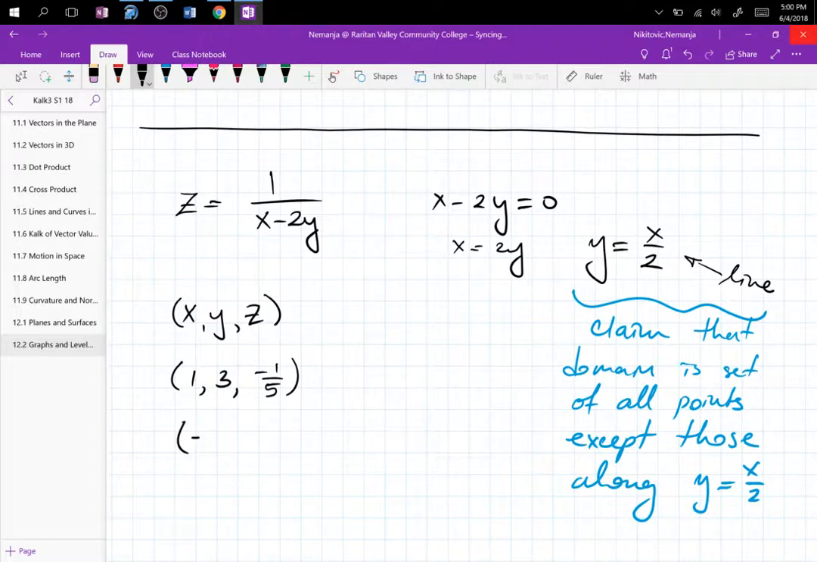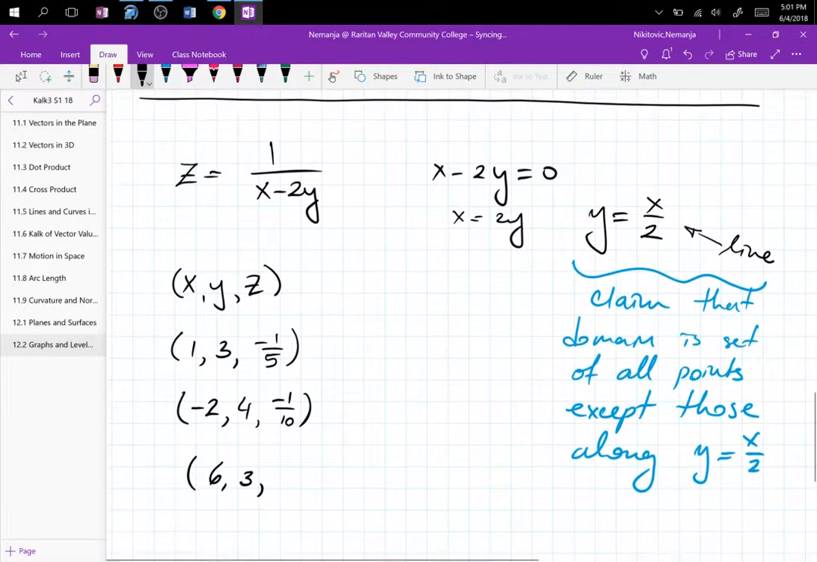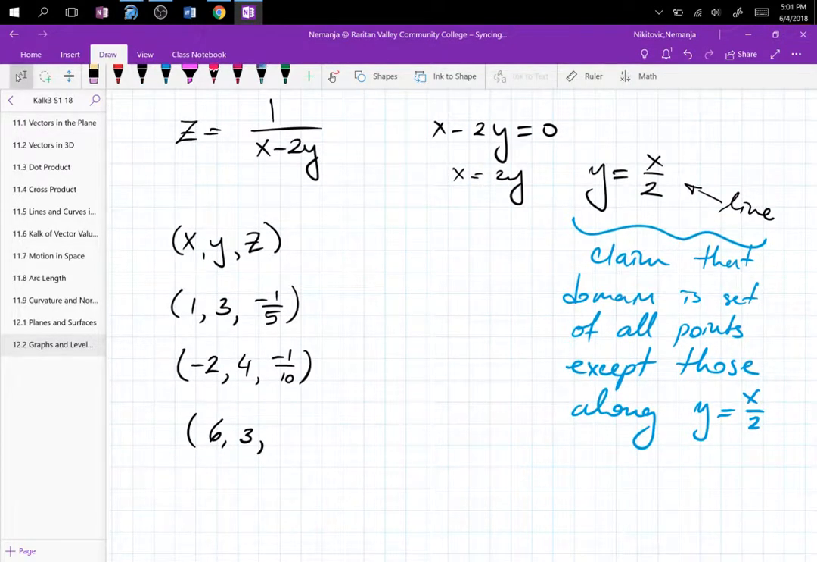Then you can go and say, okay, how about negative 2 and 4? Well, that's not a problem either. You have negative 2 minus 8, negative 10, so negative 1 over 10. And now, let's say you pick x equals to 6, y equals to 3. If you pick this, observe.